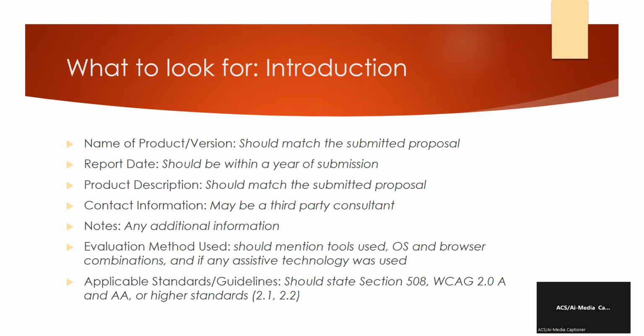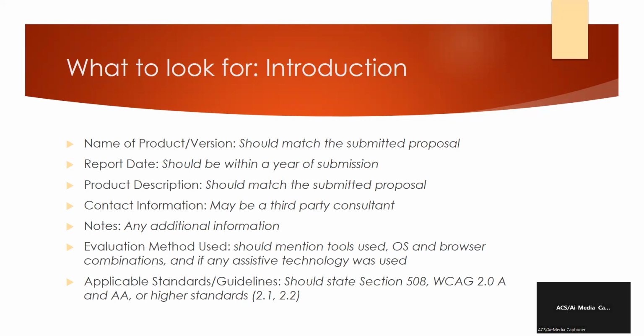And then finally, applicable standards and guidelines. So at the very least, here in Maryland, it should either state Section 508 or WCAG 2.0 A and AA standards. So that's what's in the report. If they mention any higher standards, a lot of the times we see people mentioning 2.1 because it is the current published version. Hopefully we'll see 2.2 at some point in the near future. Other people might be mentioning it just because they're starting to work towards that anyway.